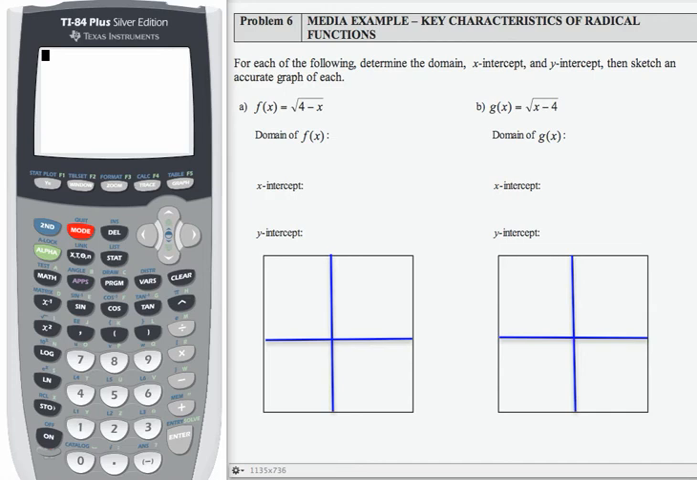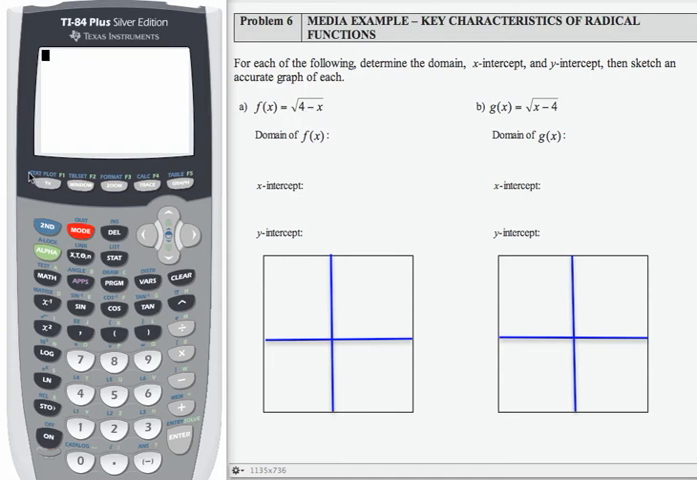In this problem, we're going to be dealing with a couple of different radical functions and finding their domain, their x-intercept, their y-intercept, and then drawing a reasonable graph of the functions. So let's look at the first function. F of x equals the square root of 4 minus x.